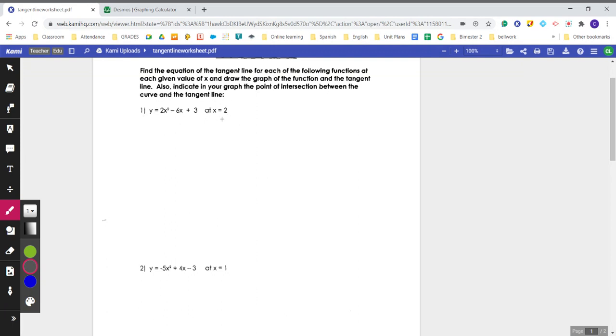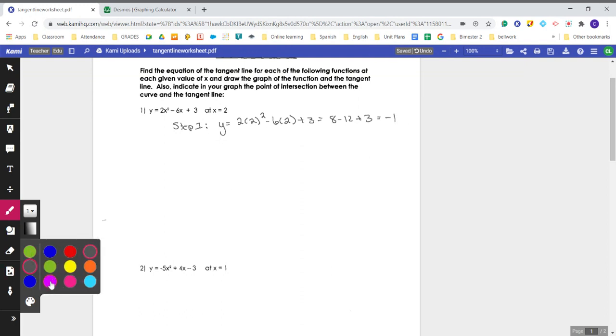So remember, when they only give us an x coordinate, in order to find the equation of a tangent line, we need a full point. So our step one is always to find the y value that goes with this x. So we're going to put x into our main function. So y equals 2 times 2 squared minus 6 times 2 plus 3, which is going to be 8 minus 12 plus 3, which is going to equal negative 1.